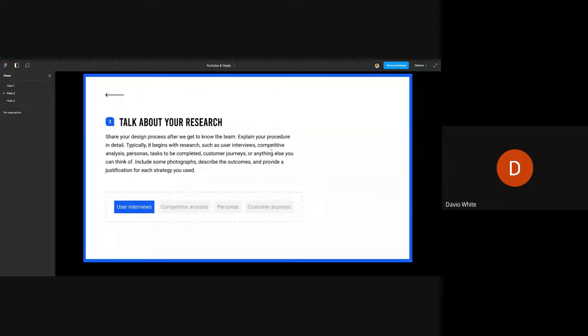We have competitive analysis, personas, where people have to talk about certain things, bothering them about a particular product. You also get their profile and all of that. So tasks to be completed, customer journeys, or anything else you can think of. Include some photographs, describe the outcomes, and provide justification for each strategy you use.